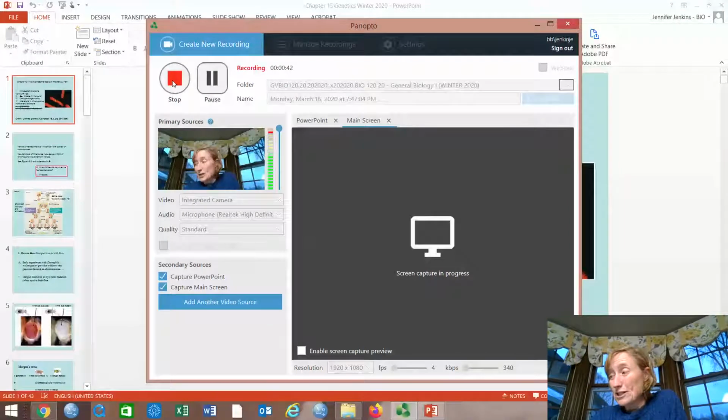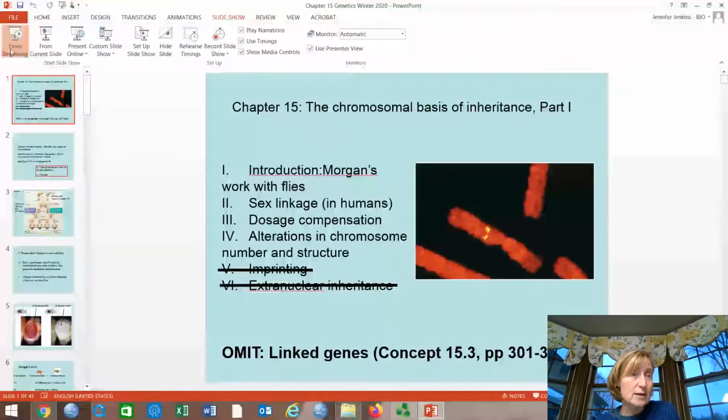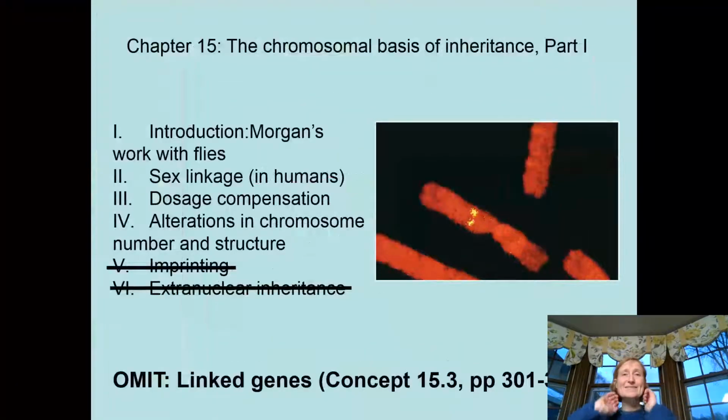In any case, we're going to talk about Chapter 15 in 3 parts. The first part will be mostly introduction, and then the second part will be mostly problem solving, and then there'll be some more information in Chapter 15 that I want to talk about. And we are going to skip quite a bit of Chapter 15. I'm going to pull up the PowerPoint for Chapter 15, and you'll see right off the bat that we are going to skip quite a bit of it.